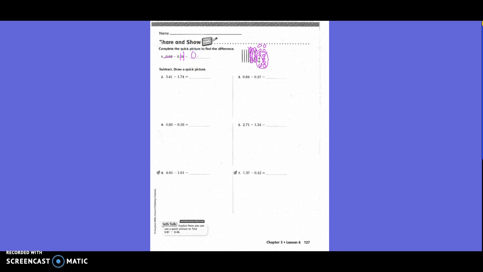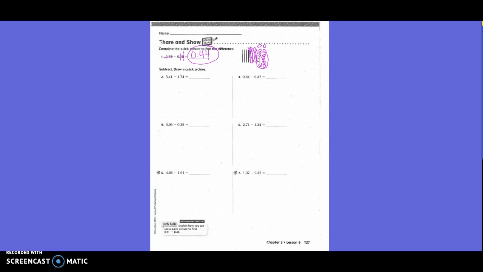How many longs was I left with? 4. And how many hundredths was I left with? 4. So our answer is? 0.44, 44 hundredths. Remember, say it in decimal form. All right, number 2.